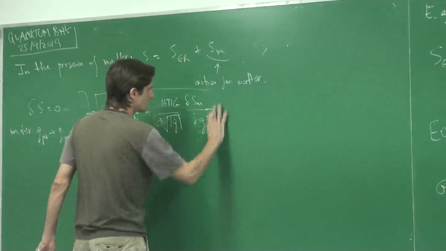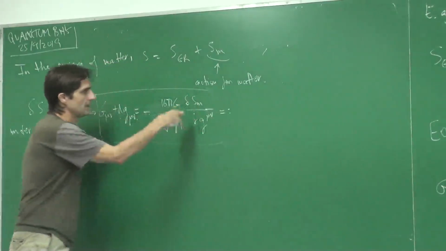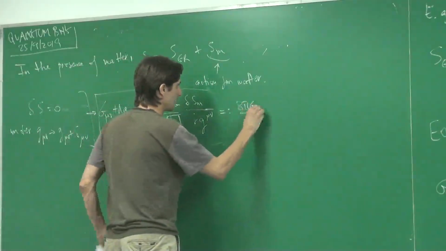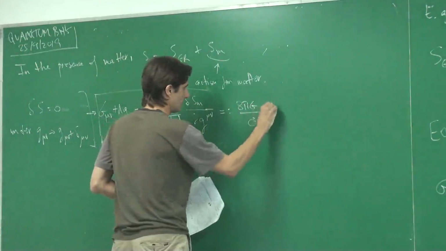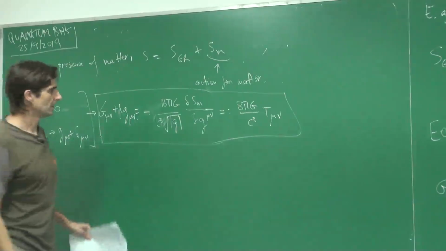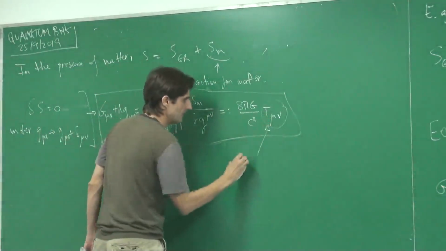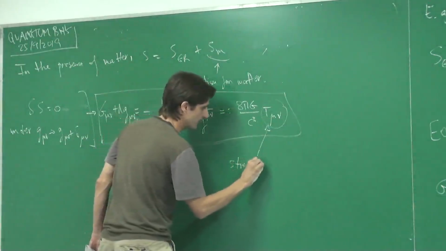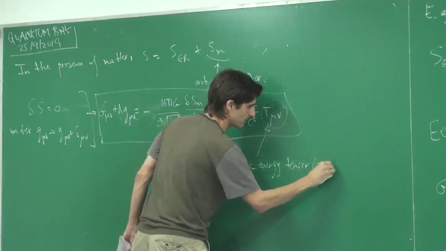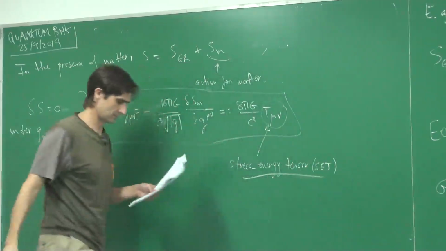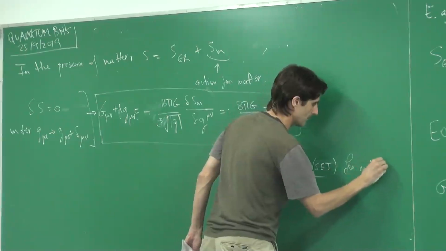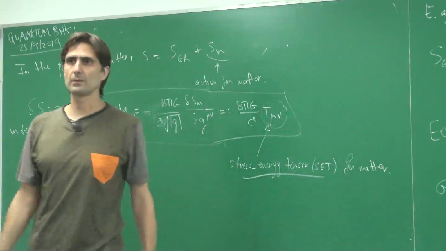Now, this is in fact what we call the stress energy tensor. So this is T mu nu. Okay, so T mu nu is the stress energy tensor, acronym SET, for the matter field. Whatever the matter field is, it can be whatever you want to put in.